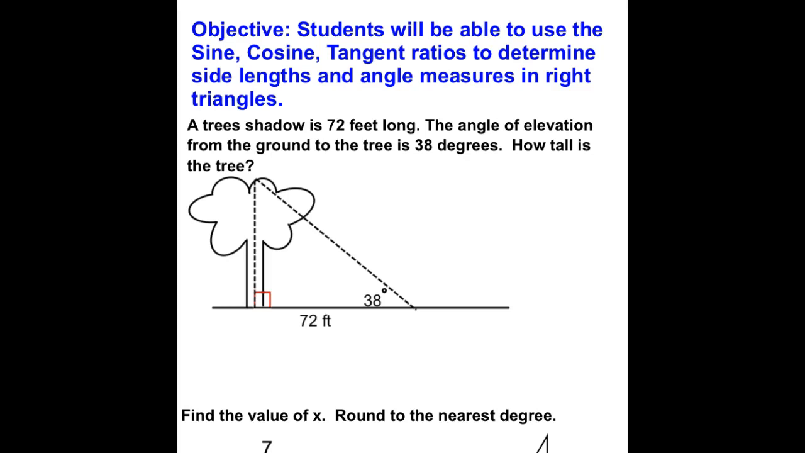The angle of elevation from the ground to the tree is 38 degrees. That's this angle down here. Angle of elevation is how much you're looking up. It says how tall is the tree? Well, this is the height of the tree. We're going to call that x.